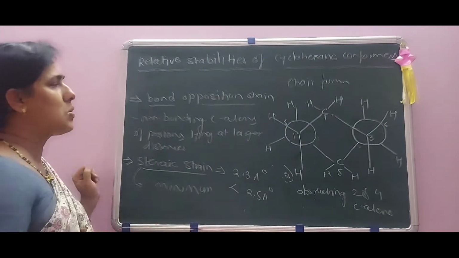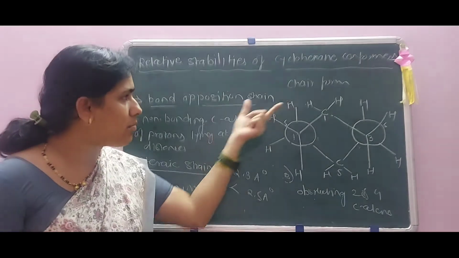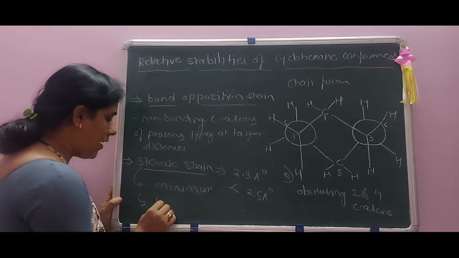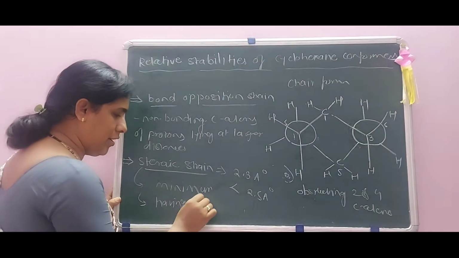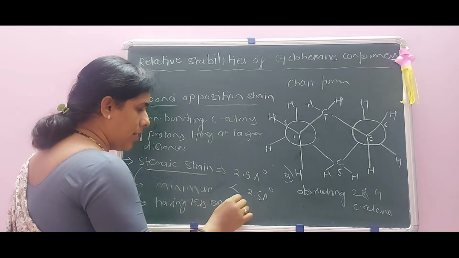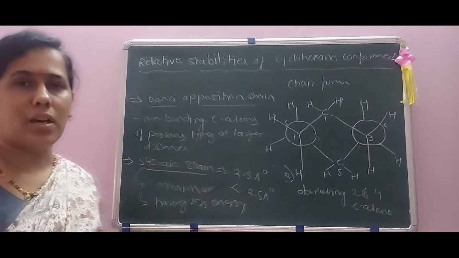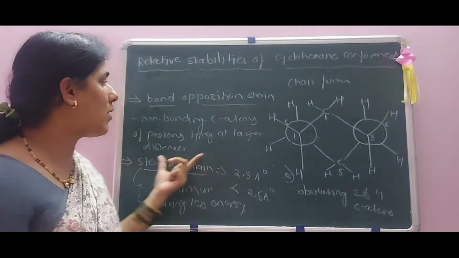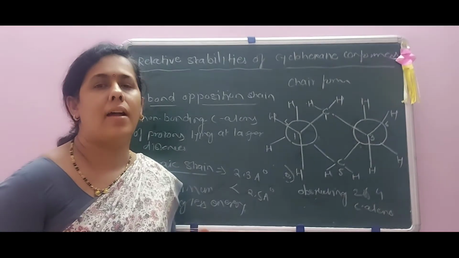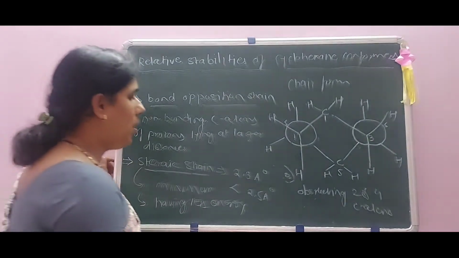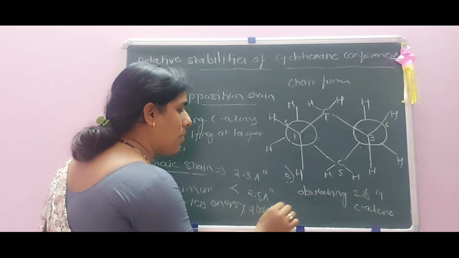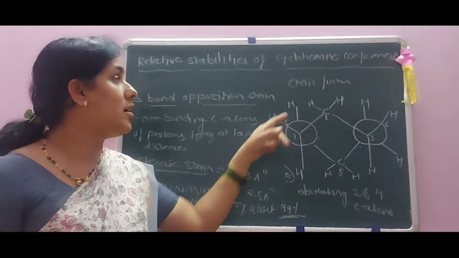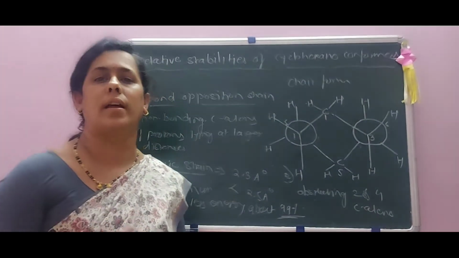So, by considering these two strains, the chair conformation of cyclohexane has less energy, and due to minimizing these strains, the chair form of cyclohexane is a stable one here. According to X-ray diffraction studies, about 99% of cyclohexane exists in a chair form, which is predominant over the boat form.